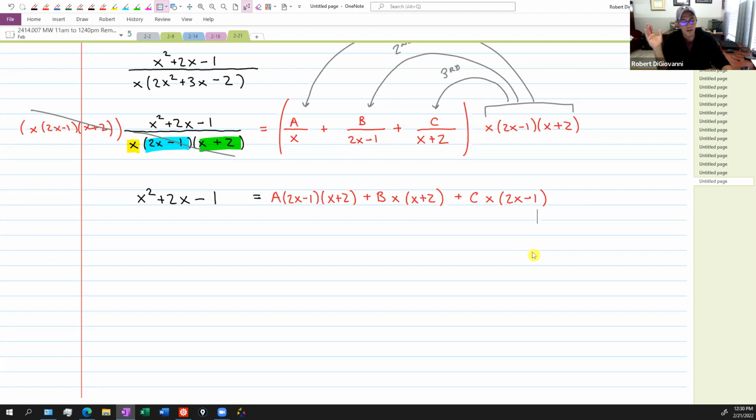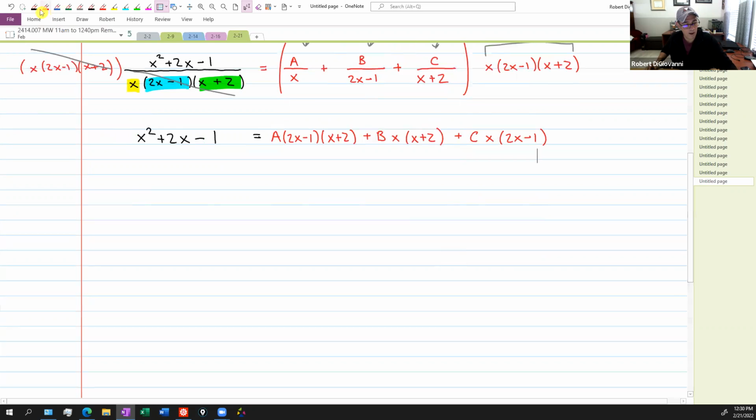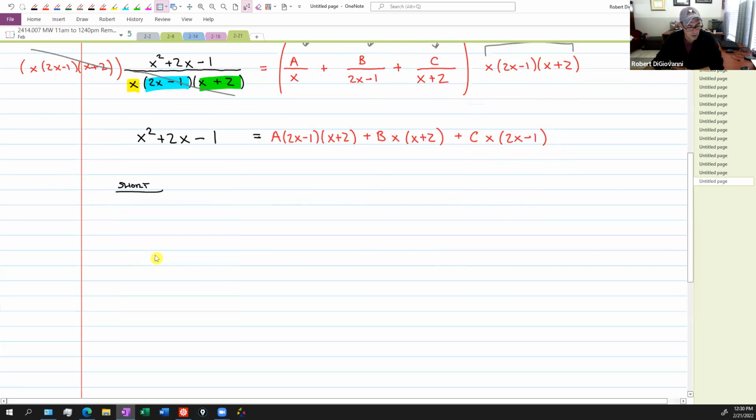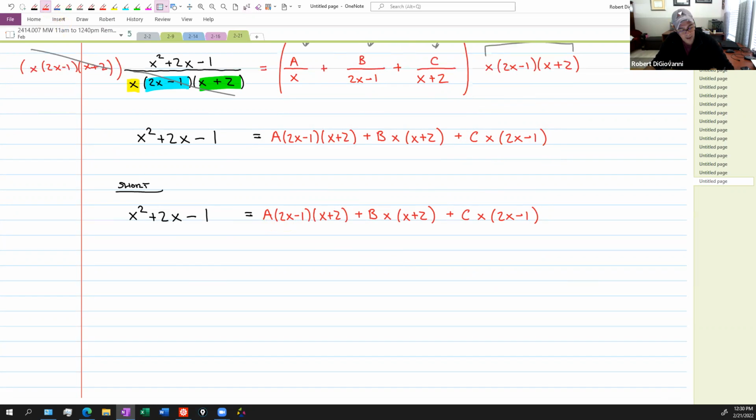Okay, so I'm going to show you both ways. So first, I'm going to do the short way. The short way of doing this is to look at this thing. We're trying to solve for A, B, and C, right? We're going to look at this, and what we're going to say is, let's first try and find A, okay? Let's try and find A.